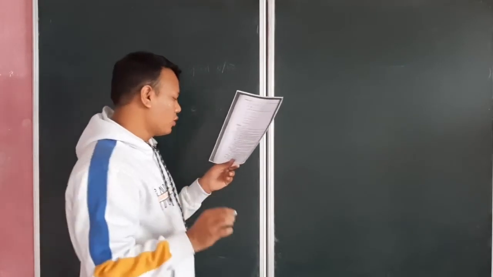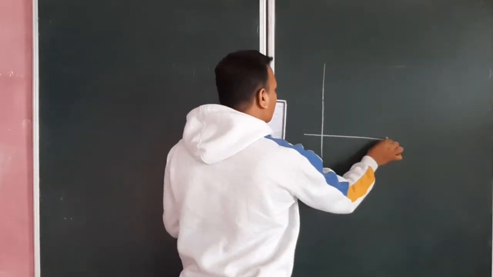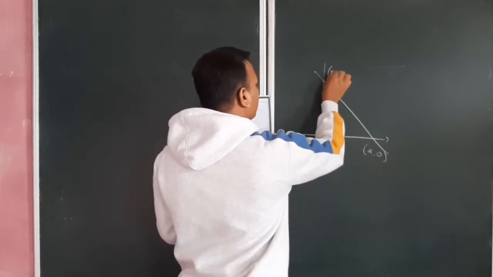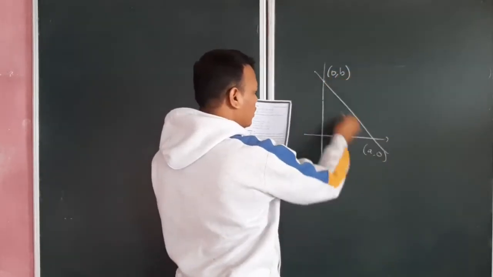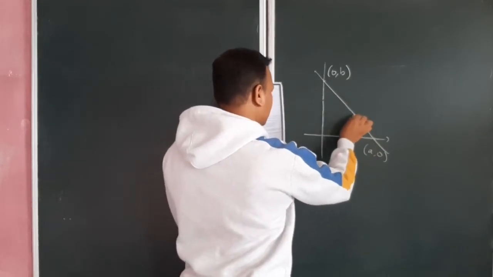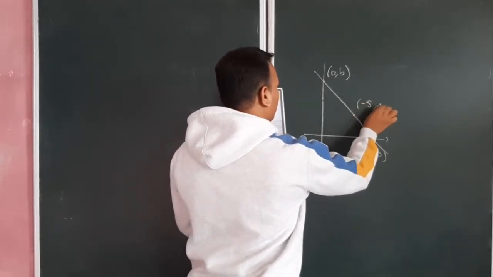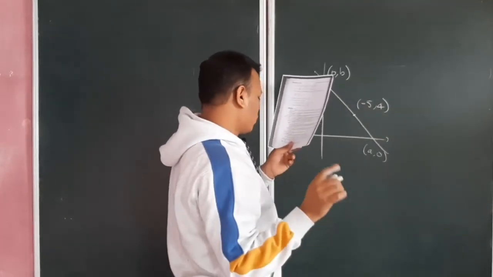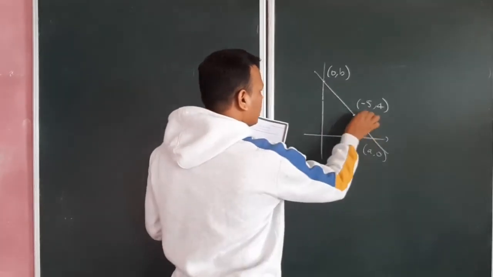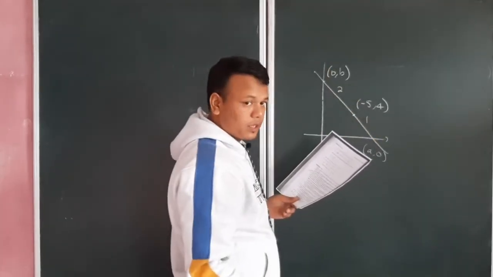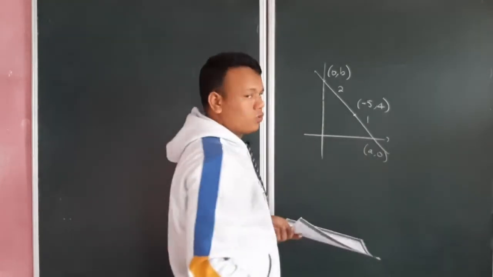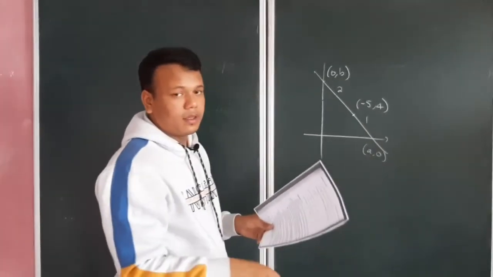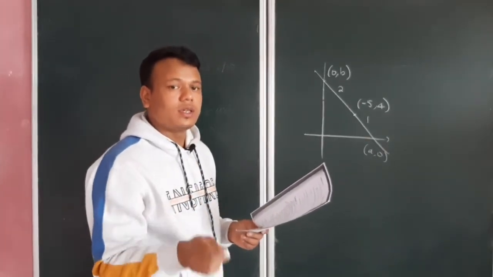According to the question, again they are talking about the portion of the line. Call this A comma 0 and call this 0 comma B. There's a point on the line, that is -5 comma 4, and this -5 comma 4 divides it in the ratio 1:2. So you can write this as 1 and this as 2. Basically from here you need to use the section formula and find the values of A and B, and again you will find the equation of the line using the intercept form.